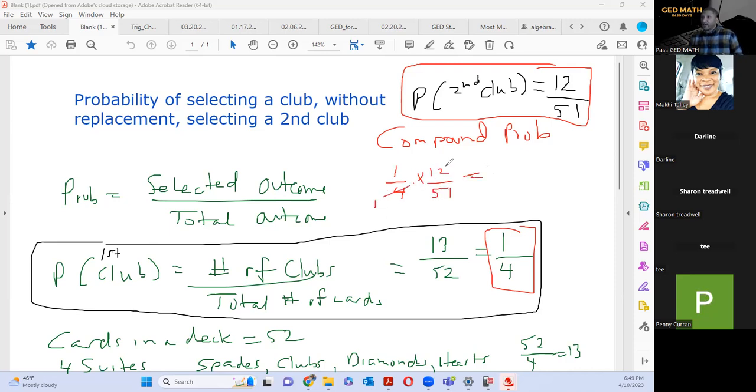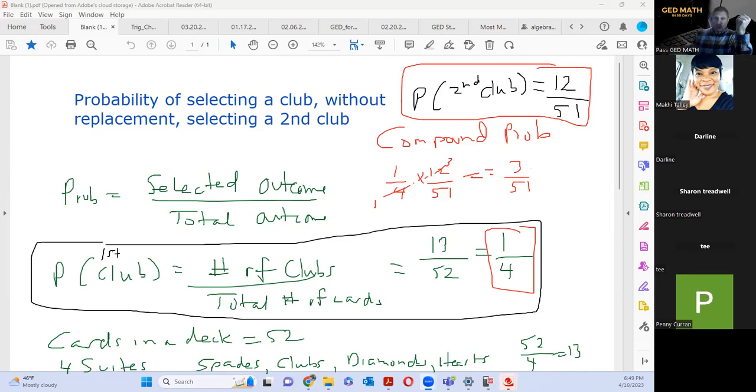4 going to 4 one time, 4 going to 12 3 times. We're going to multiply across. We get 3 over 51. They might ask you for the fraction. They might ask you for the decimal. They might ask you for the percent.